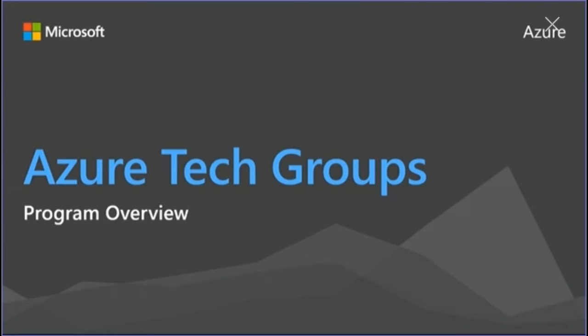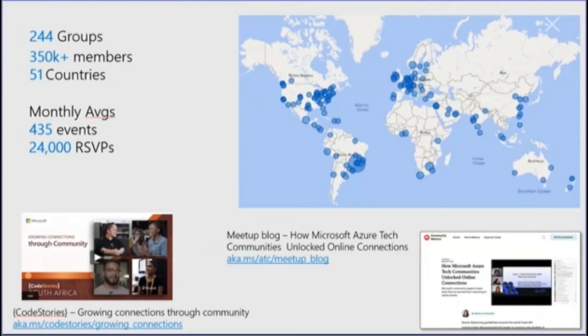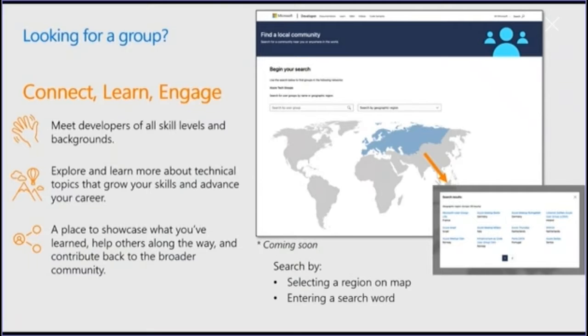Of course, there's many more Azure technical groups you could join. There's a total of 244 groups with over 350k members spread over 51 countries. Monthly, on average, there's 435 events and 24,000 RSVPs. If you are looking for your local group, then you can go to our website. We will paste the link in the chat.